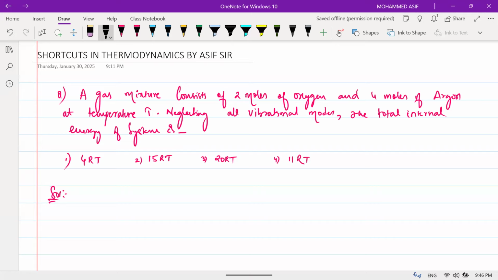A gas mixture consists of 2 moles of oxygen and 4 moles of argon at temperature T. Neglecting all vibrational modes, the total internal energy of the system is how much? For this we can directly use a shortcut. Internal energy for the mixture of gases is equal to RT divided by 2 into N1 F1 plus N2 F2 plus so on, as many gases as there are. So this will be the formula.